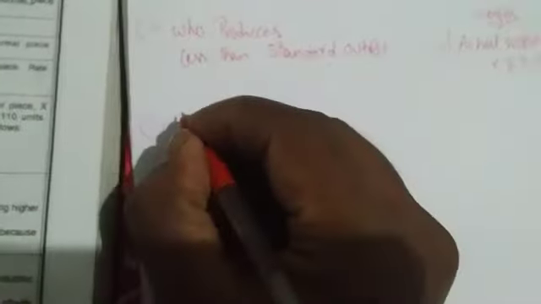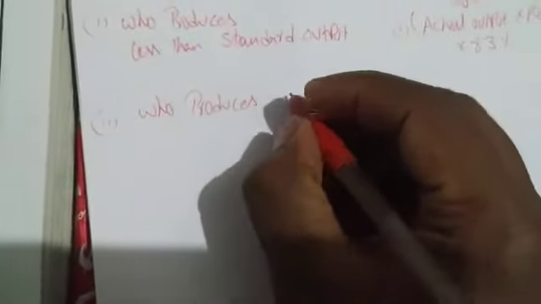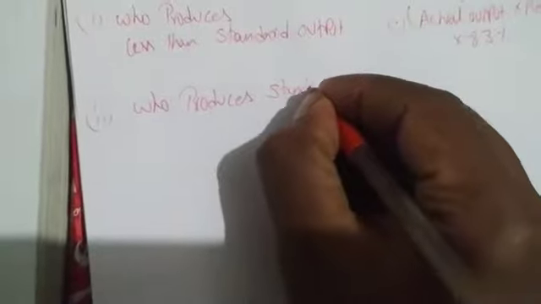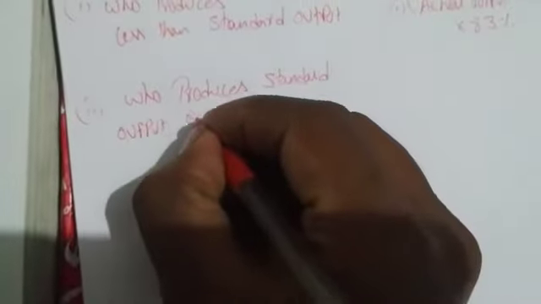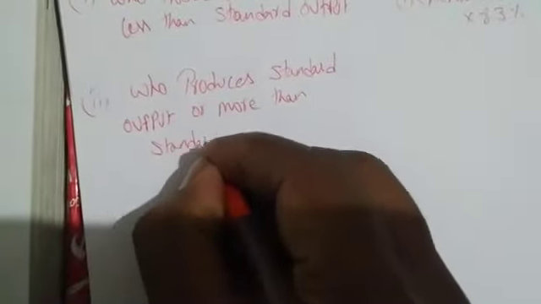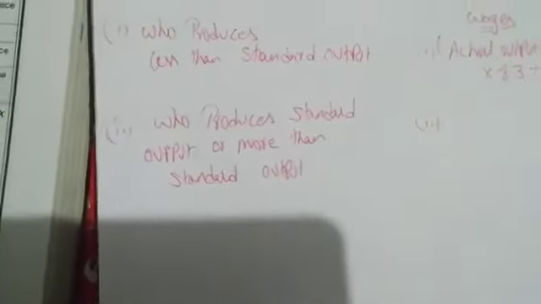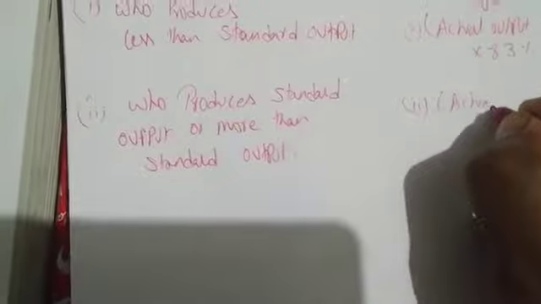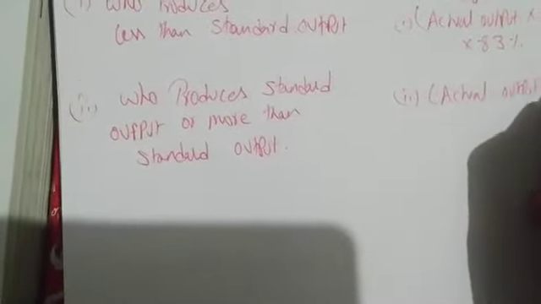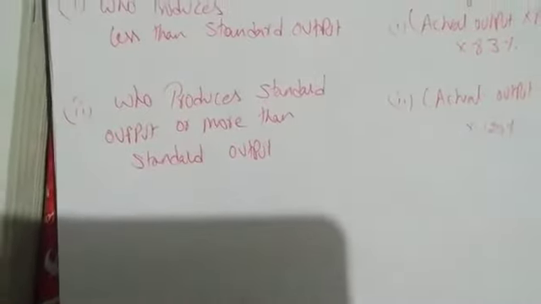Next, for the person who produces standard output or more than standard output, to that person we have to give, the formula will be actual output into piece rate into 120%. This is the formula Taylor is saying.